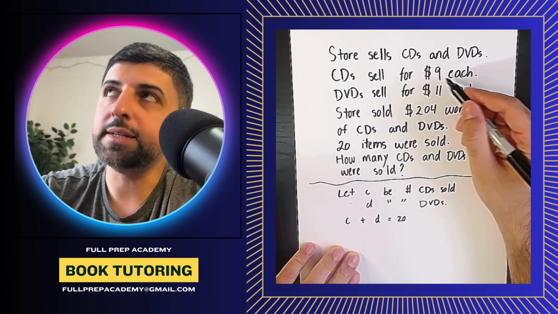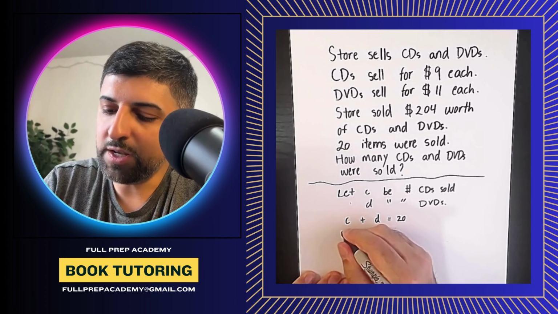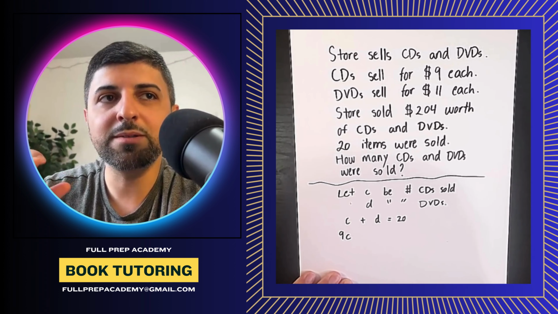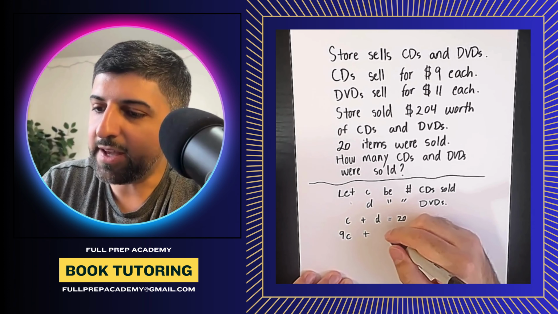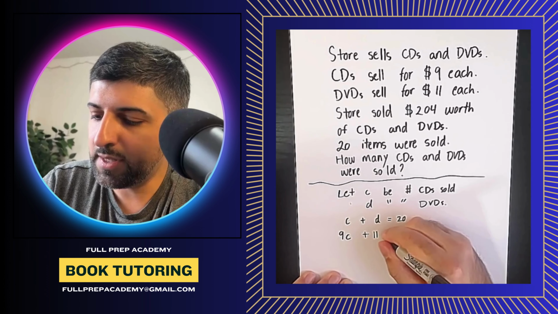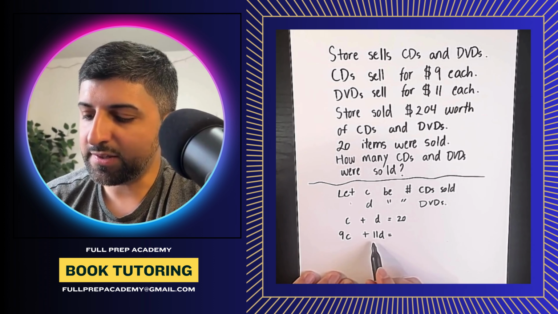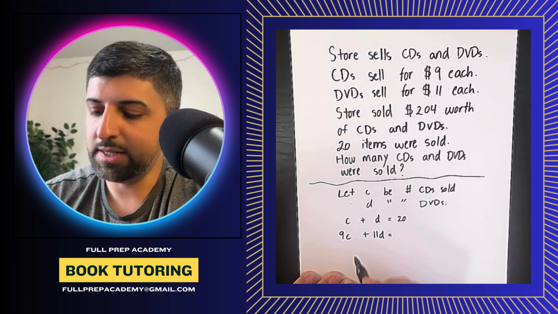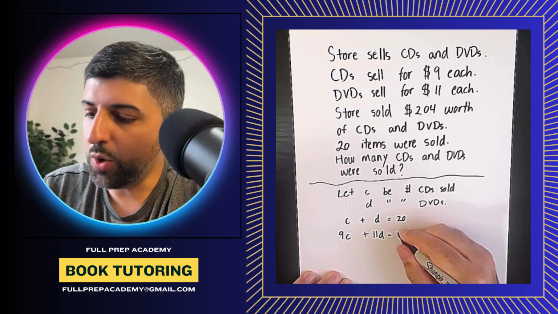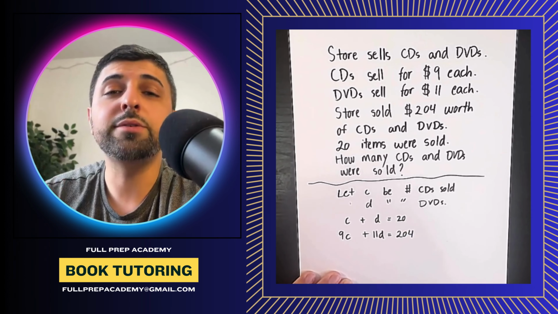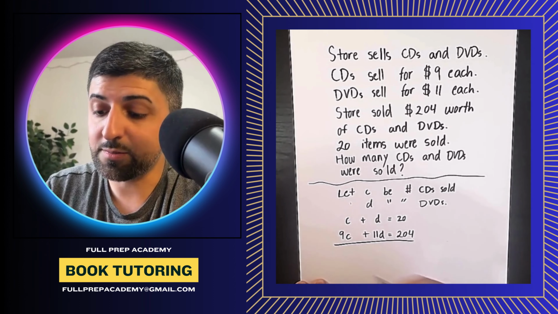So let's think about this. CDs sell for 9 each, and C is the number sold for CDs. So if I go 9C, that probably means that's how much money the CDs alone made. If I add that to 11D, that's going to be the total amount of money that the CDs and the DVDs together sold, right? 9 per CD, C CDs, 9C is the money. So in total, I've got $204 worth. Here is my two equations. This is my linear system.